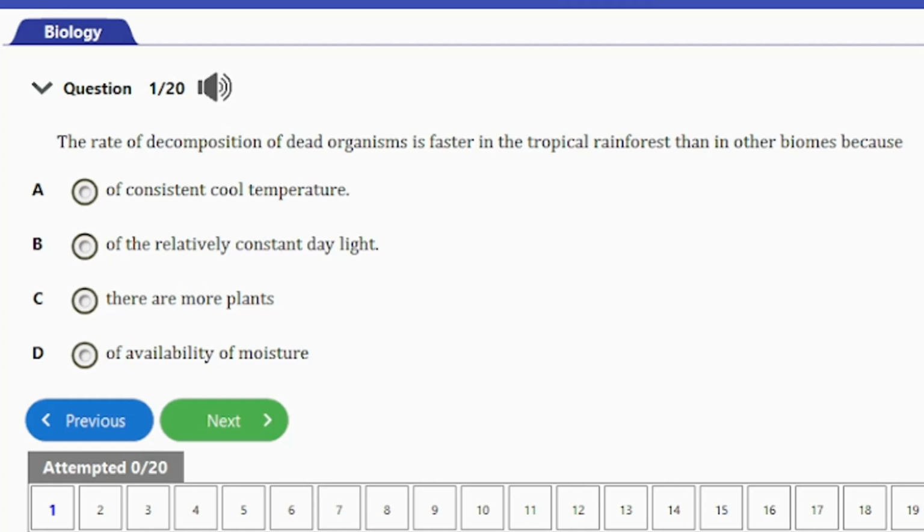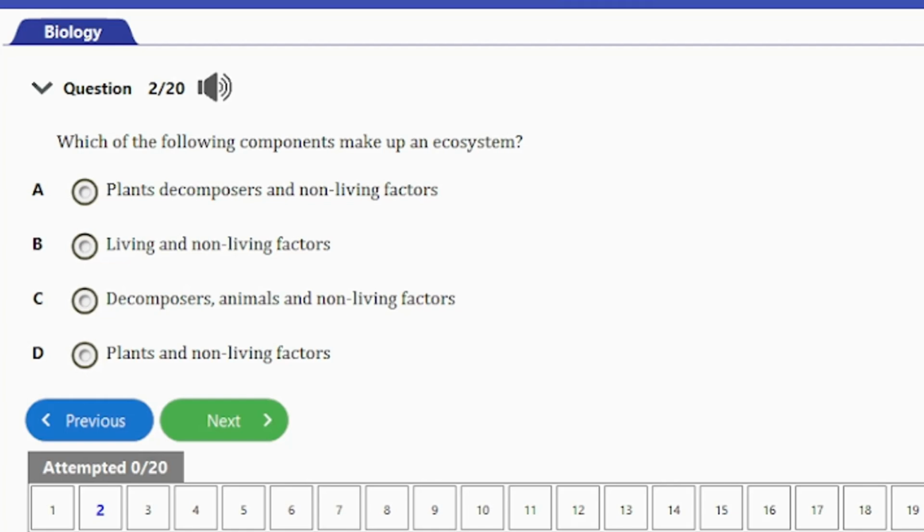Moisture is needed in decomposition. The rate of decomposition is influenced by various factors, and in the tropical rainforest, the availability of moisture is a critical factor that accelerates decomposition. So that's it for that question. Let's consider the next question.